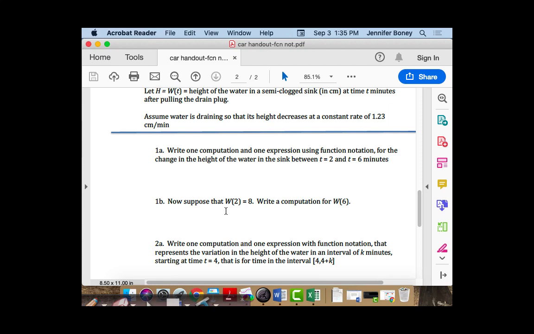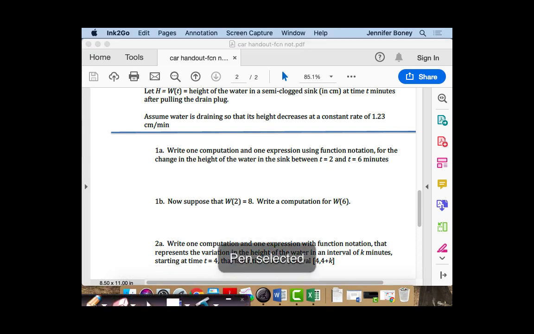Just as a quick note here, it says write one computation, one function expression, or function notation expression. Change in the height of the water in the sink. What type of quantity is that? Is that a rate of change? Is that a change in the independent variable? Is it a change in the dependent variable? Is it a value of the independent or dependent variable? Is change in the height of the water in the sink. Thoughts? Yeah.